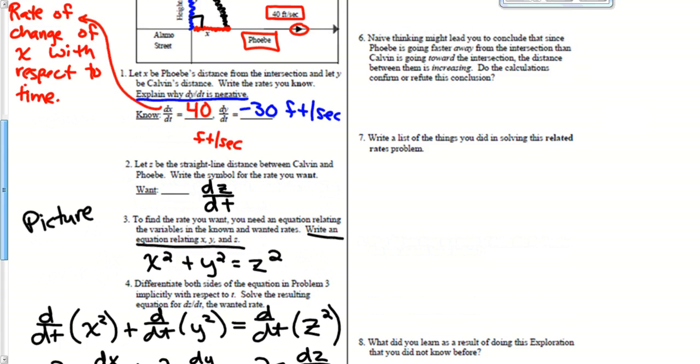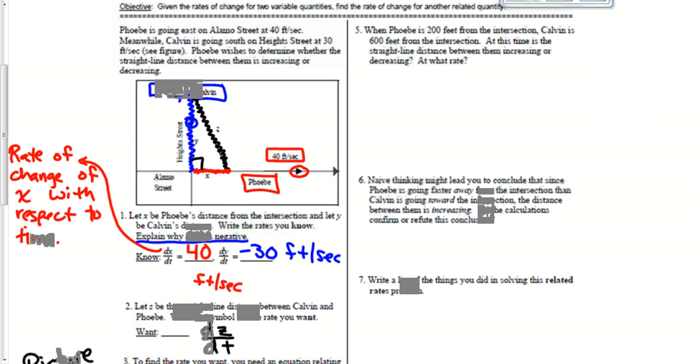Moving on to question 5. When Phoebe is 200 feet from the intersection, Calvin is 600 feet from the intersection, and at this time is the straight line distance between them increasing or decreasing, and at what rate? I recommend you do this somewhere other than this space. I did not give you enough room in the space for number 5 to solve this problem. So if you have another piece of paper, you might want to do it on there, or you can just flip your paper and do it on the back. I will also say this, problem number 7, we're going to end up doing on the back because again, it didn't fit in this space. So however you want to allocate your space, number 5, we probably want to do on the back.